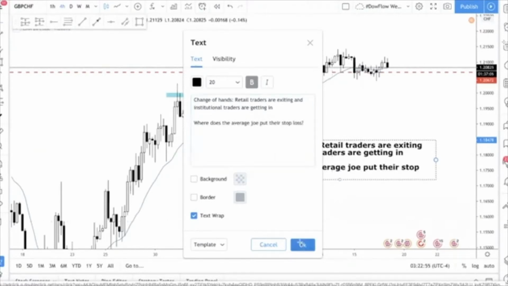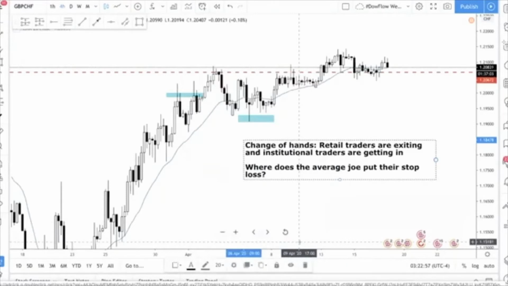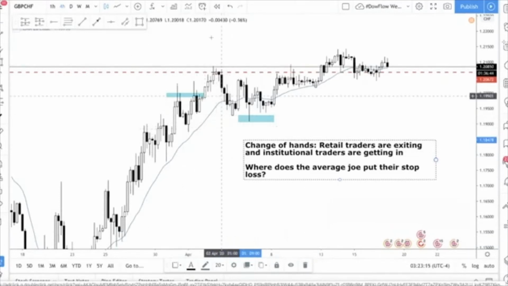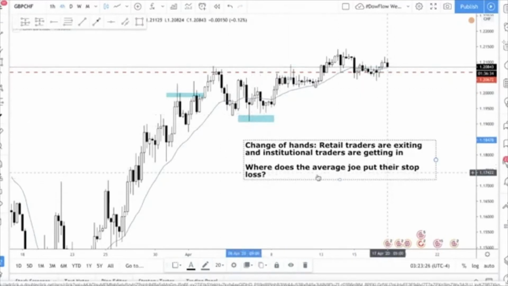If you are a new trader or you're still struggling, then this is the perfect question to ask yourself. Where do I normally put my stop loss? Chances are that where you put your stop loss is where the so-called gurus or textbooks tell you to put it: below the swing low, or above the swing high. That, by the way, is not the best advice. I'll explain more later. So ask yourself, where does the average Joe put their stop loss?